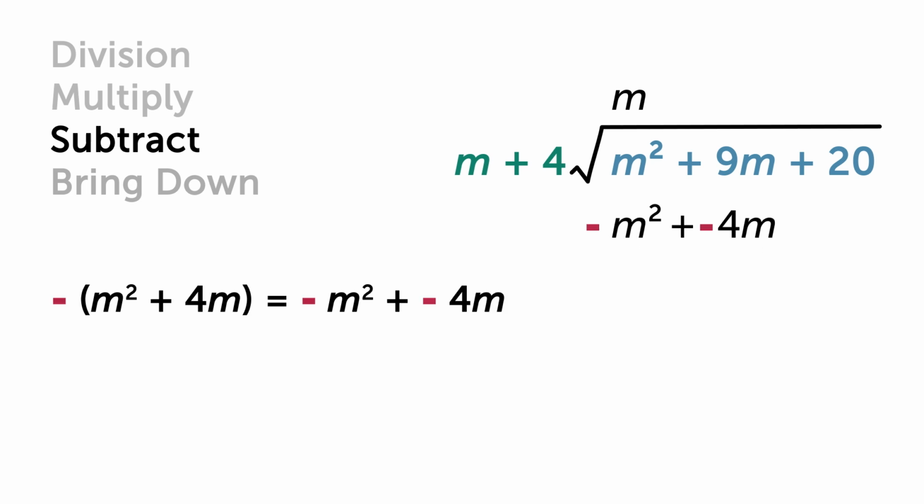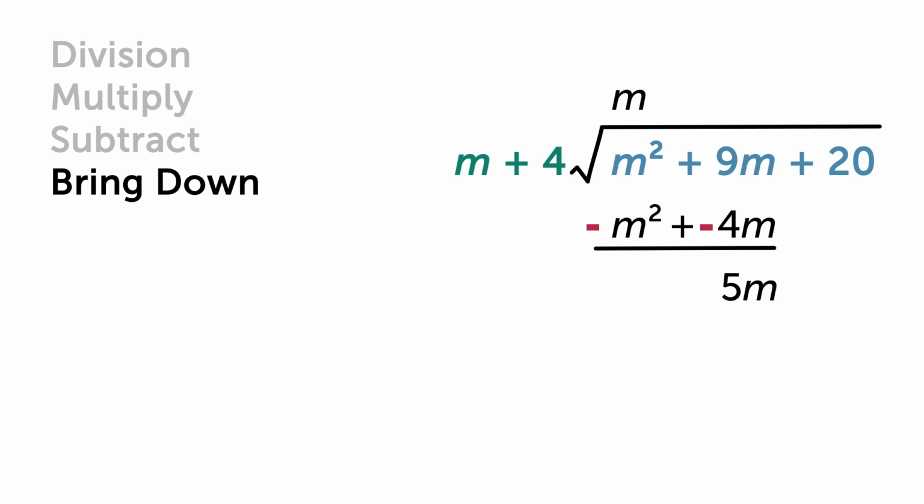This is an important checkpoint in the process. If the division and multiplication have been completed correctly, then the first terms should sum to 0. They form a zero pair. Here, the m squared and negative m squared cancel to 0. When the second terms are combined, the result is 5m.